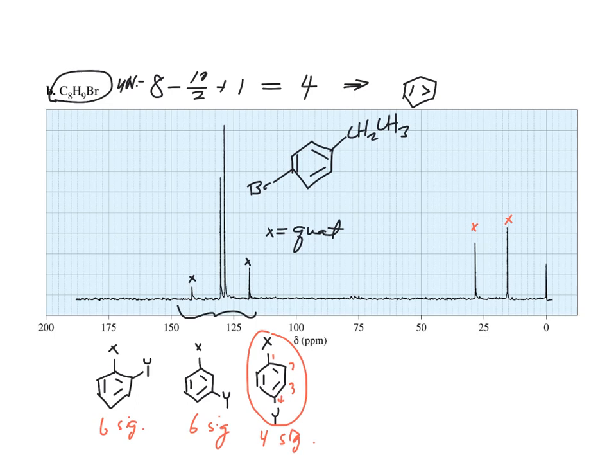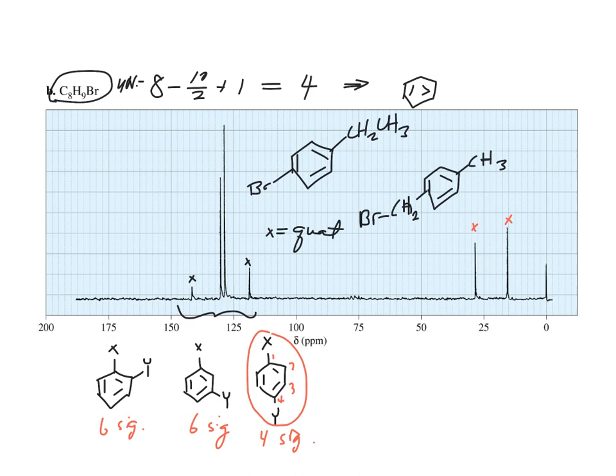Well, in fact, there is one more possibility. We could put a CH3 group on one side and a CH2 with a bromine on it on the other side. Okay, so based upon this data, either of these are pretty good choices.